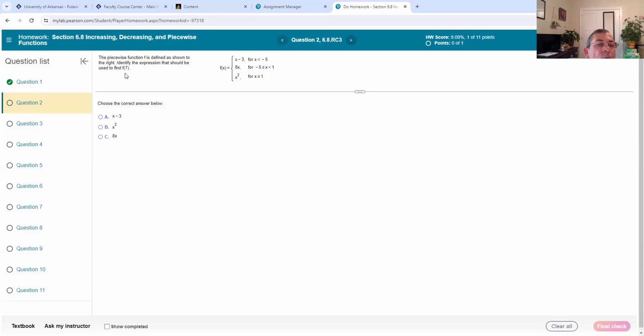So let's look at this one. We're going to find f of 7. So we use the x minus 3 if x is less than -5. We use 8x if -5 is less than or equal to our number less than 1. Or if our number is greater than or equal to 1, we use the x squared equation. All right, y'all, so find me f of 7. Which equation would y'all use?